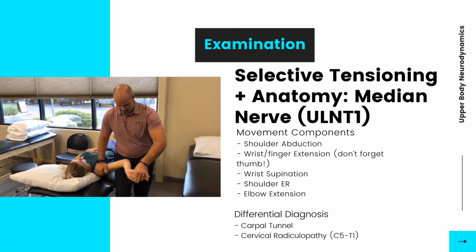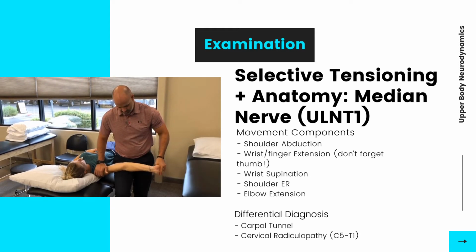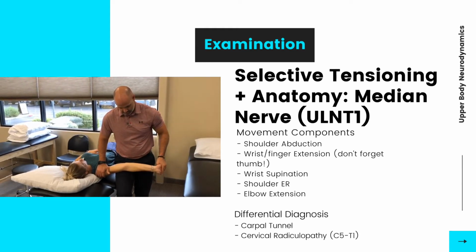Now, if we want to get more tension or less tension, we can add cervical spine movement. So if she were to laterally flex away, that would increase tension, or laterally flex towards, that would decrease tension through the median nerve.